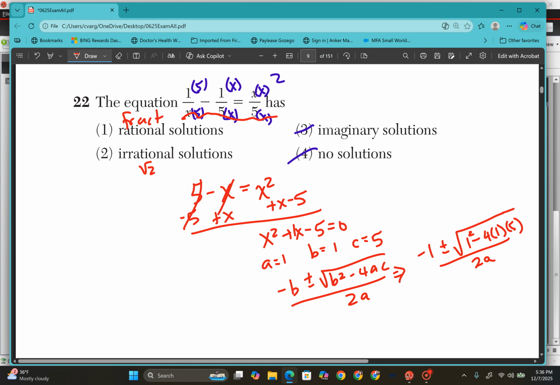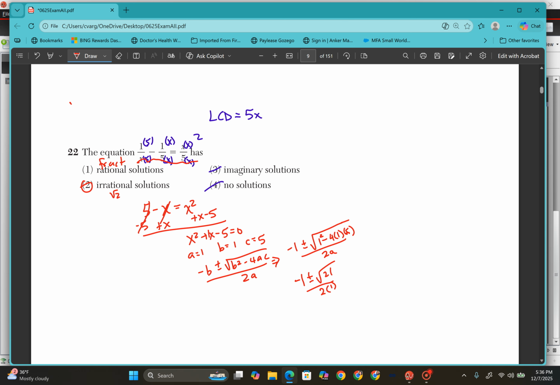This is negative 5. I was like, something's going on. Okay, so now I have negative 1 plus or minus the square root of, this is 21, all over 2 times 1. The square root of 21 is an irrational number, right? It's not going to give you a perfect square, so it is irrational solutions, okay?